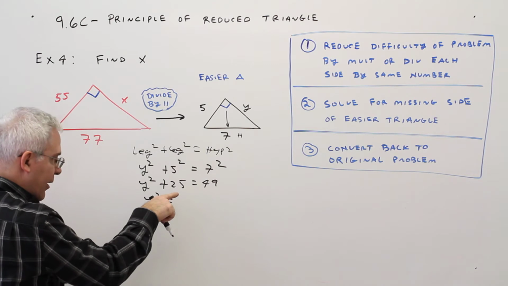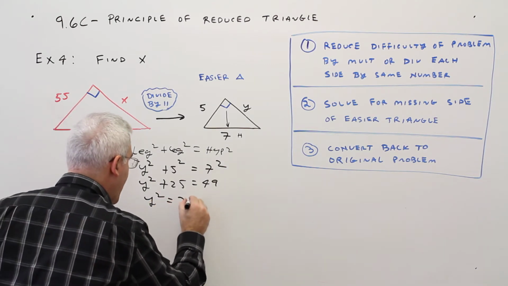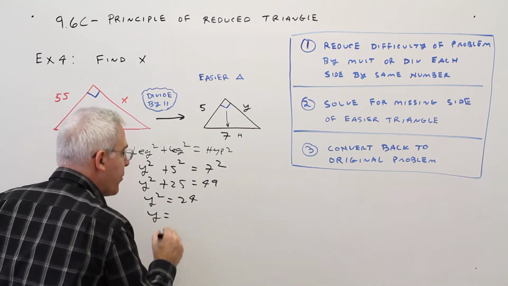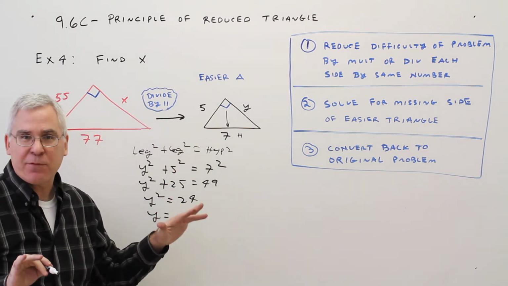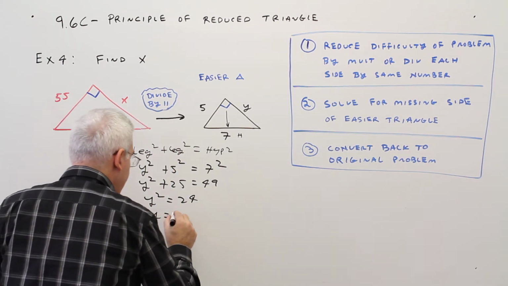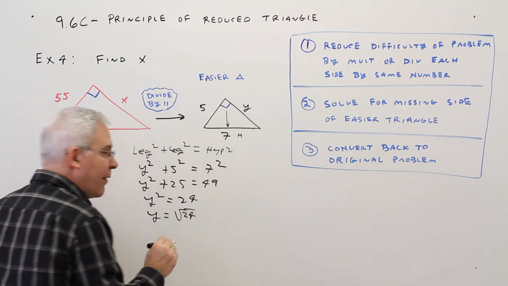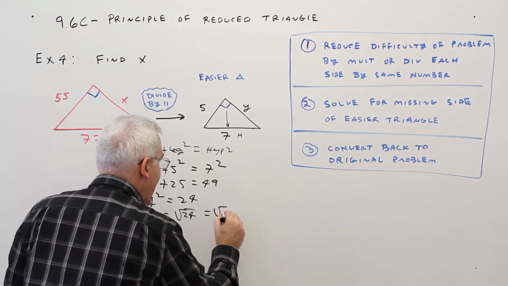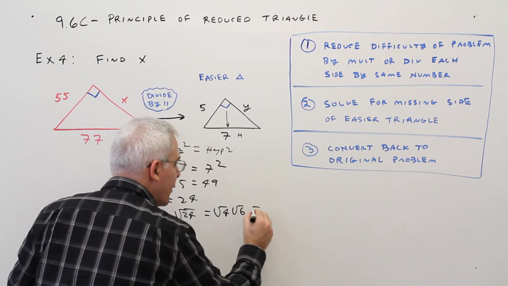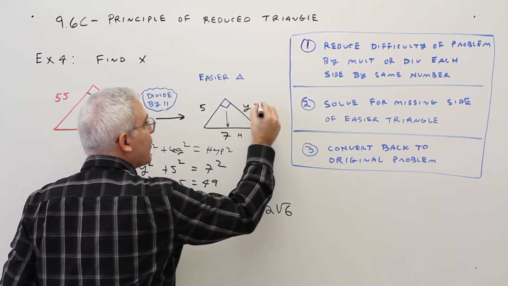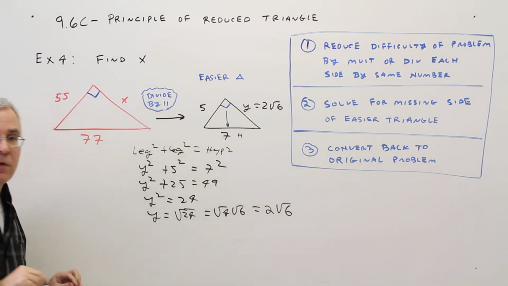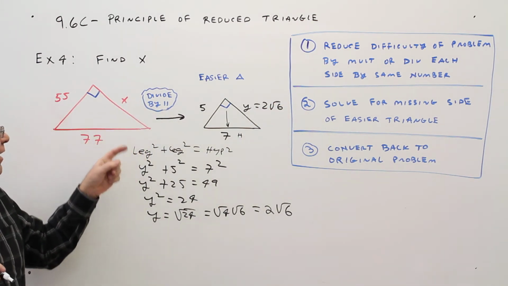Y squared equals 24. Y equals, technically it's plus or minus the square root of 24. I can't have a negative side length, so it'll just be the square root of 24. Let's reduce that. Root 4 times root 6 equals 2 root 6. So that's what y is, 2 root 6. I don't care about y, I want to get x.